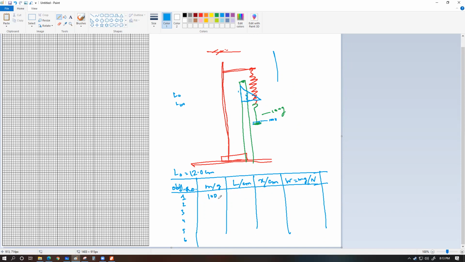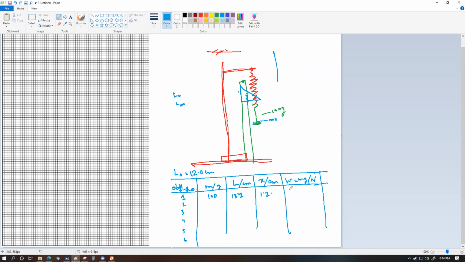So let's say the initial mass is 100 gram, and in that case your length was, let's say, 13.2 centimeter. Your initial value was 12. If you do the subtraction, you're going to get an extension of 1.2 centimeter. You shouldn't write the centimeter again in your table, because you have already mentioned the unit in the column heading, so you don't have to write the unit anymore in the column values.